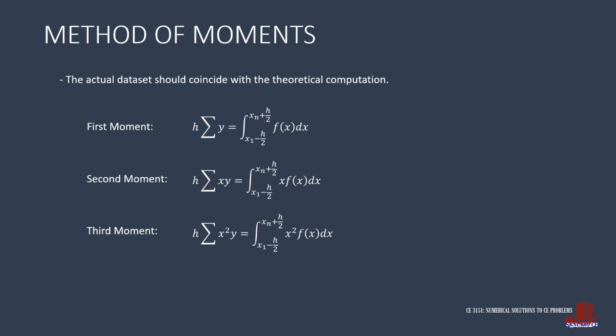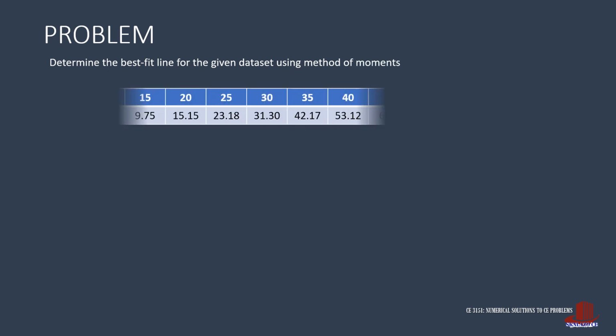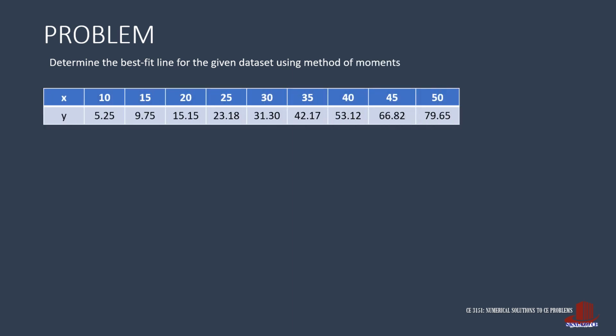In case of looking for the best fit line, which follows the format of y is equal to ax plus b, the first two moments will be used to provide the two equations for the two unknowns a and b. The problem for this last example has 9 data points. But then, since moments only require the summation, there is no impact of having odd-numbered datasets.